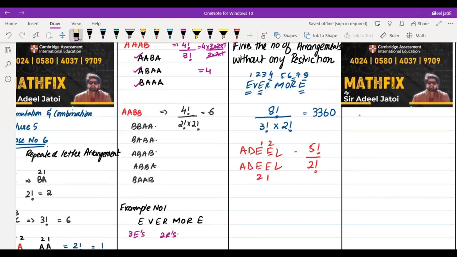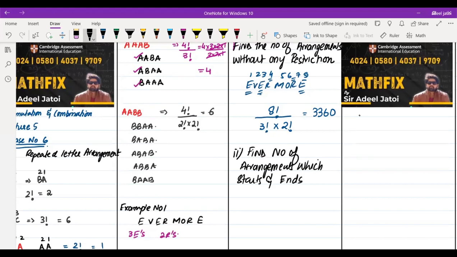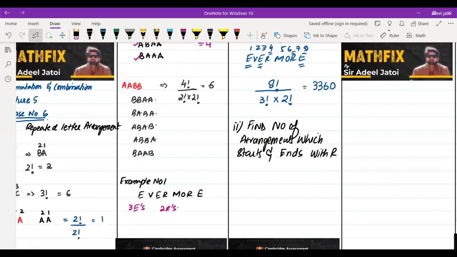Now, the example of the word evermore can also have another type of question: find the number of arrangements which starts and ends with R. So what we know here is that it should start and end with R.